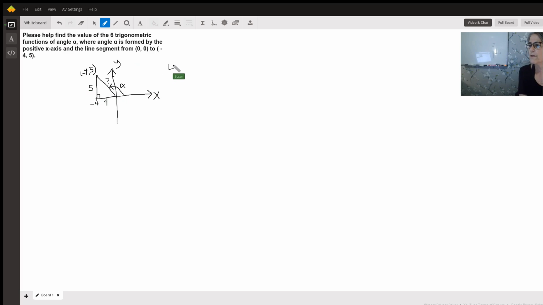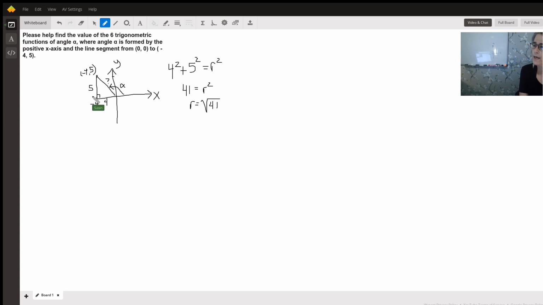So you're going to use the Pythagorean theorem, 4 squared plus 5 squared equals r squared. Then you figure out what 4 squared plus 5 squared is. So 25 plus 16 is, let's see, 25, 35, 41. So r is the square root of 41. Distance is always positive, so that's the radius of our circle.